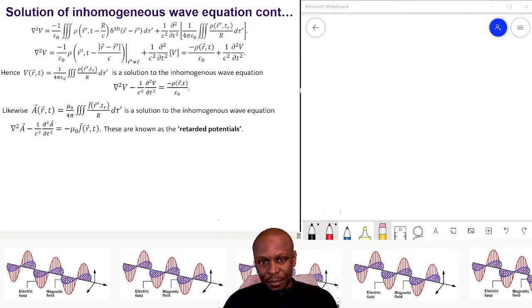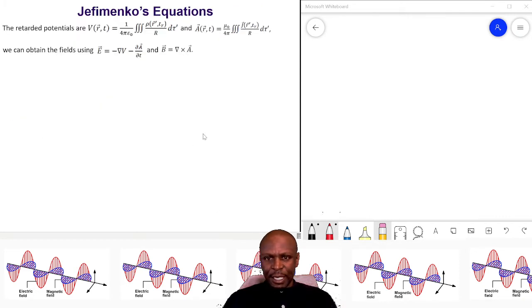Right. Now likewise, the vector potential A is a solution to the inhomogeneous wave equation. This can also be shown, and therefore this is just the case. Therefore these are known as the retarded potentials, because these are the potentials taken at the retarded time. This equation here and this one here are what we call the retarded potentials.